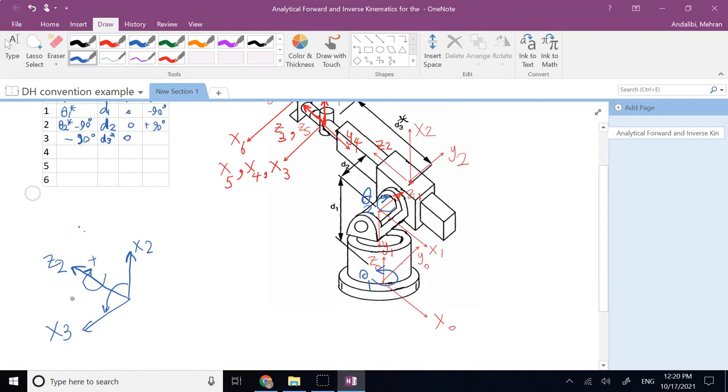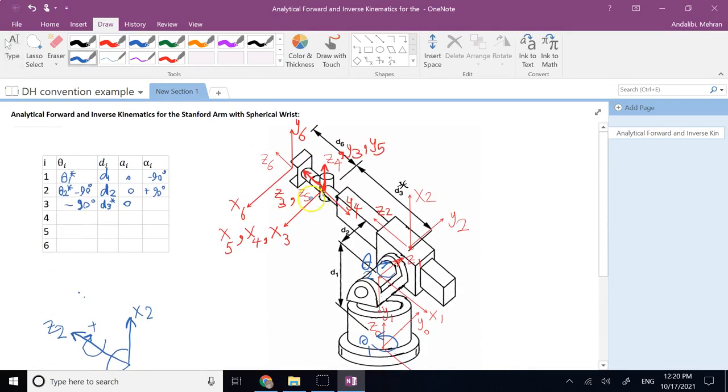Well, that's your z2. Your z3 here is clearly, if you look at it, parallel to z2 already. So no rotation about x3 needed to align them. So twist is 0. Then you go from 3 to 4 and 4 to 5. In both cases, since the origins of 3, 4, and 5 are on top of each other, no d or no a is needed.